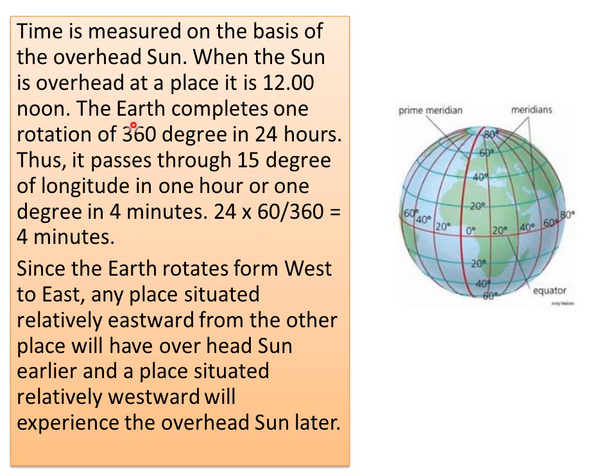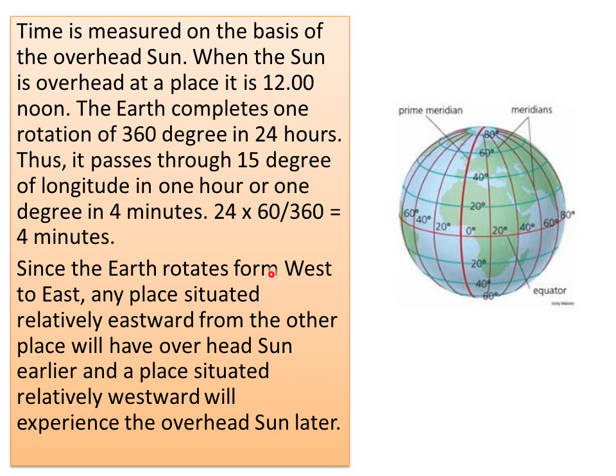The earth completes one rotation of 360 degrees in 24 hours. Thus, it passes through 15 degrees of longitude in 1 hour or 1 degree in 4 minutes. So, 24 multiplied by 60, because there are 60 minutes in 1 hour, divided by 360, and the answer is 4 minutes. Since the earth rotates from west to east, any place situated relatively eastward from the other place will have overhead sun earlier, and a place situated relatively westward will experience the overhead sun later.